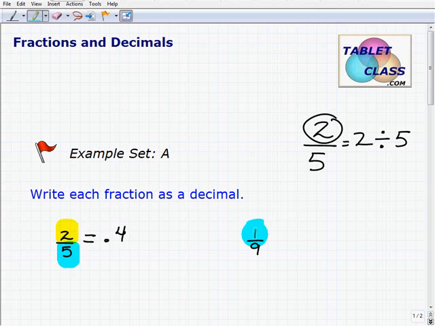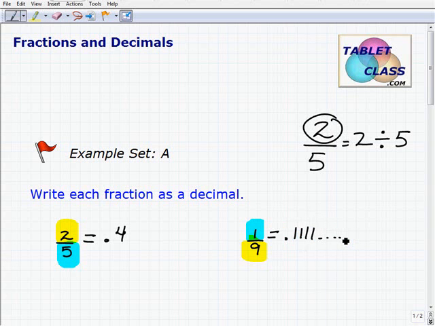All right, so move on to our next problem, 1/9. So we're going to take 1 and divide it by 9. Go ahead and type that into your calculator. So we get 1 divided by 9. And now you notice here that the answer is 0.1111, and it just keeps going. It fills up your screen.